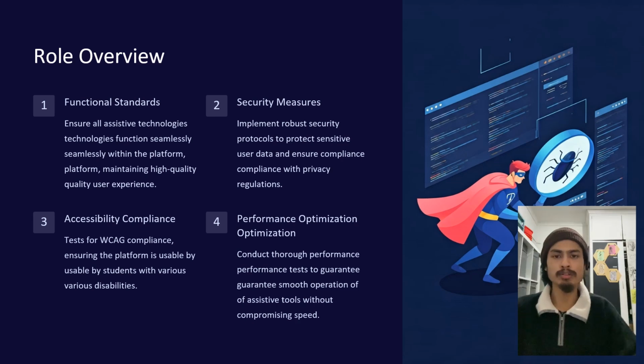So everyone in the group was assigned a specific role by a group leader, and based on the role provided, everyone did their research and their part. My role in the group was quality assurance specialist. As part of my role, I was focused on four main areas. These areas are functional standard, security measure, accessibility compliance, and performance optimization. Let's look into the functional standard.